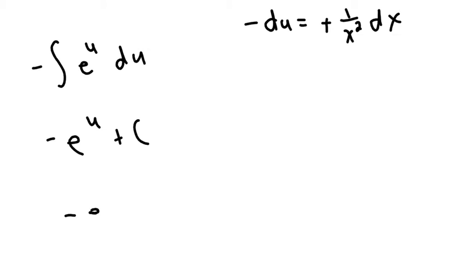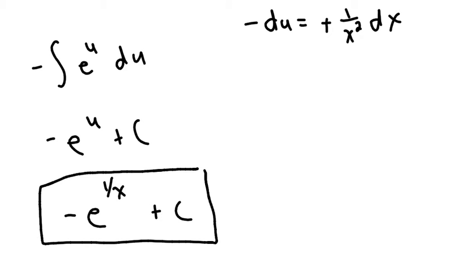So negative e and u was 1 over x. Again, plus the constant. Make sure the plus c is outside. You don't want to make that part of your exponent. That does need to be after the exponential function there.